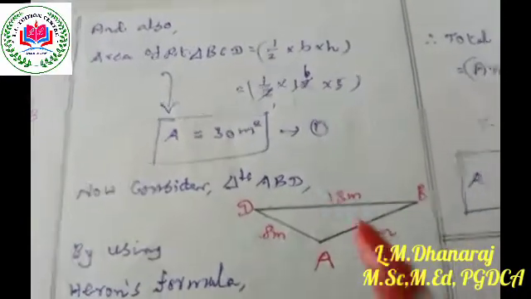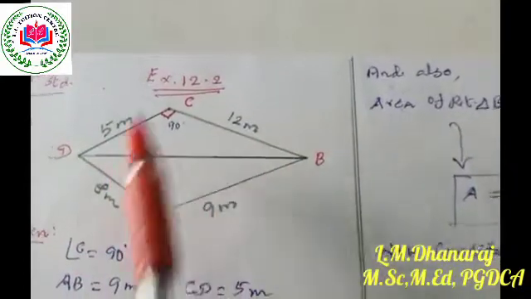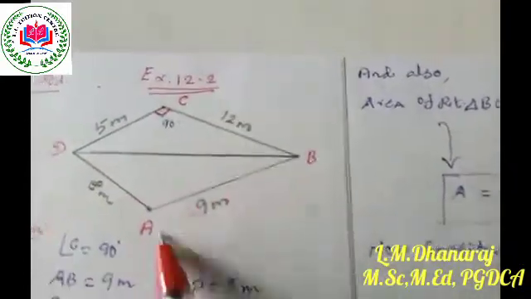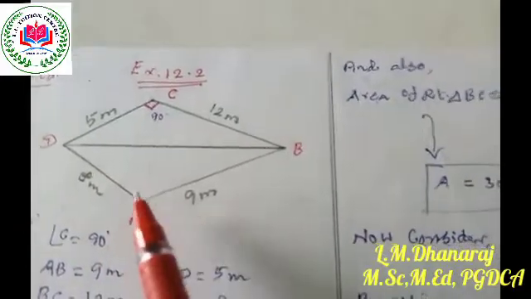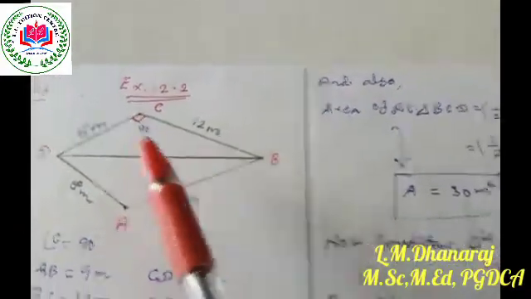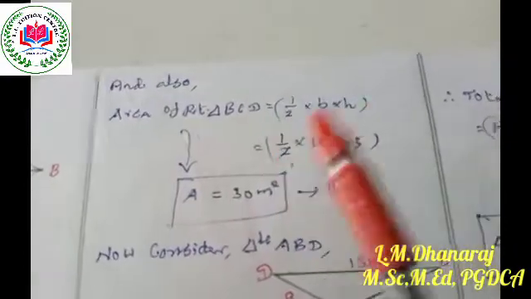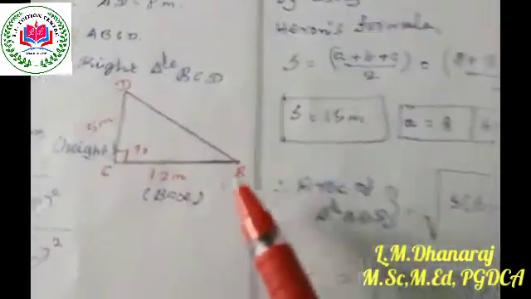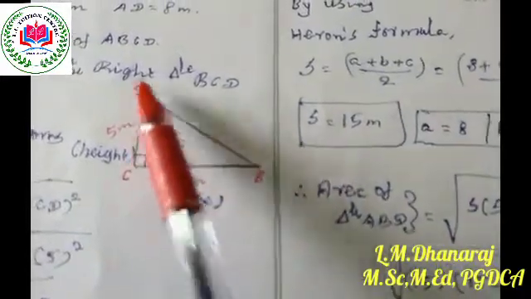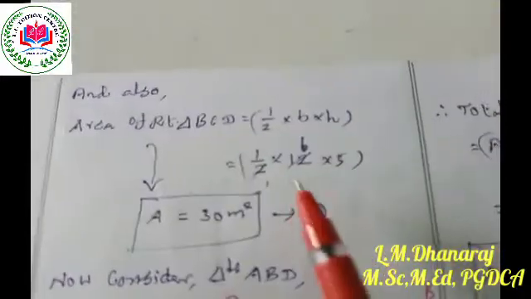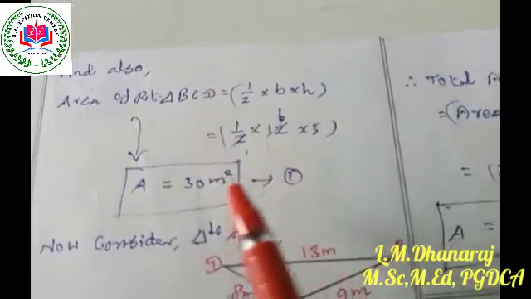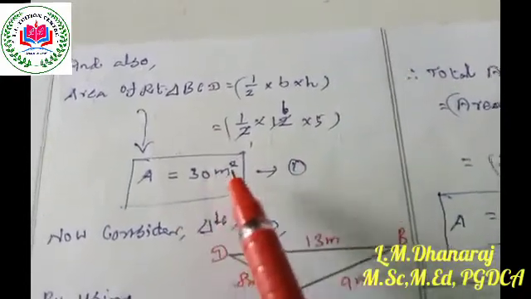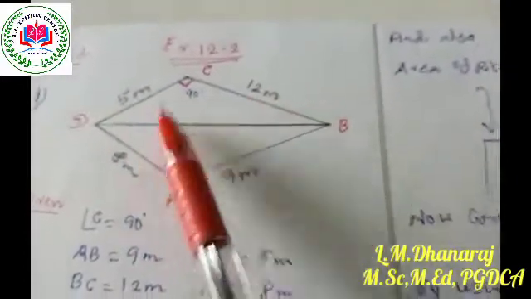Now let us find separately the area for BCD and BAD. This angle is not 90 degrees, only this one. For BCD, the area of the triangle is half into base into height, because from the diagram we can say this is the base and this is the height. By substituting half into 12 into 5, this is 30 meter square, the area of the first triangle BCD.